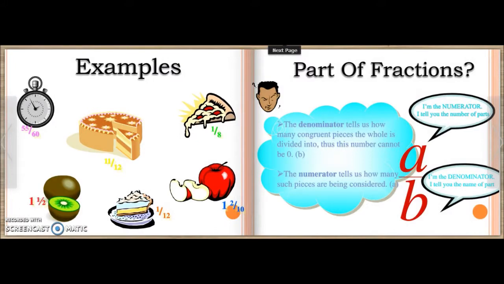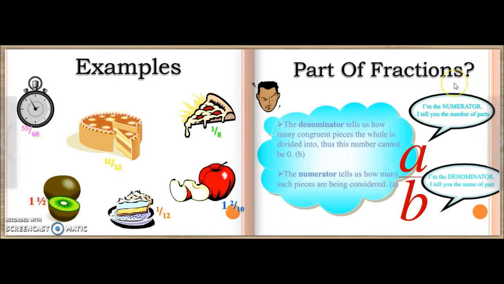Examples of fractions. These pictures below show the examples of fractions. The stopwatch shows 55 over 60. The cake shows 11 over 12. A pizza is showing 1 over 8. An apple shows 2 over 10. The pie shows 1 over 12 and the kiwi shows 1 over 2.